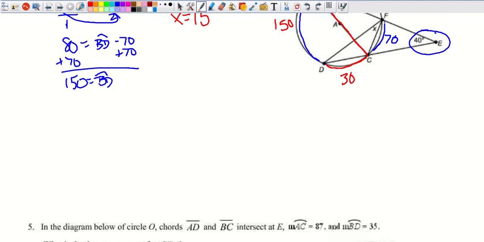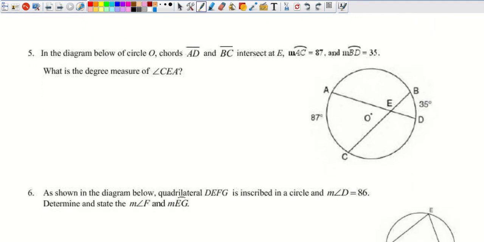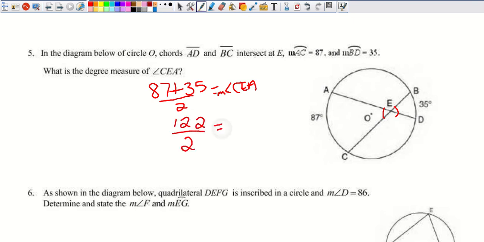Going on to the next one, number 5. Given the two measures, what is the measure of CEA? We've already mentioned before that any angle inside is equal to the average. So we're just going to do 87 plus 35 divided by 2 is equal to angle CEA, and we want to throw the little m in there for measure. We just add and divide by 2. That's 122, and so this is 61 degrees.